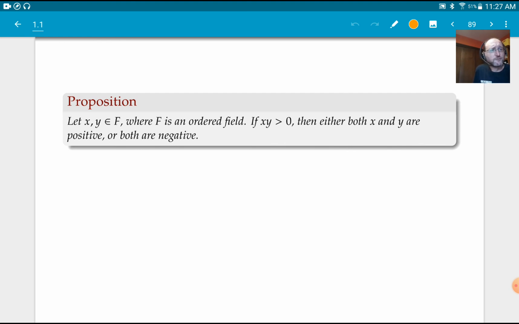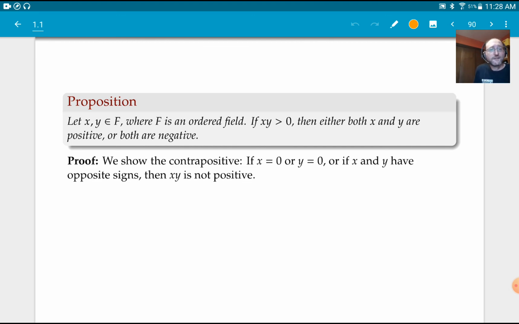Maybe this could have been part of the previous proposition, but it is a common argument. If I have a product and it's positive, what does it mean about the two numbers? If x times y is positive, it doesn't mean that x and y are positive, but it means that they are of the same sign, right? Either they're both positive or they're both negative. So we showed it by contrapositive.